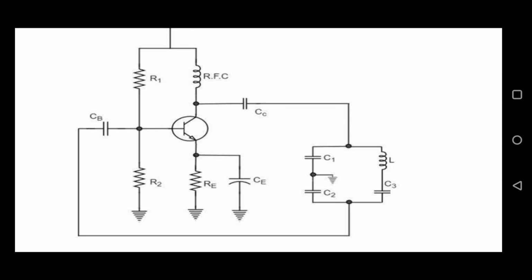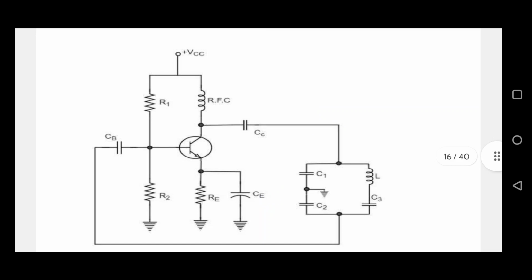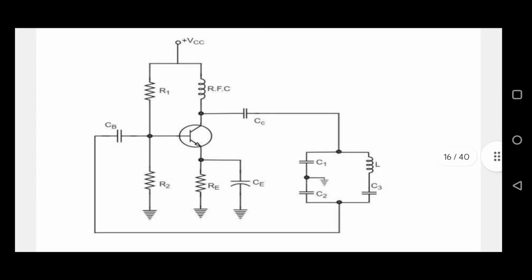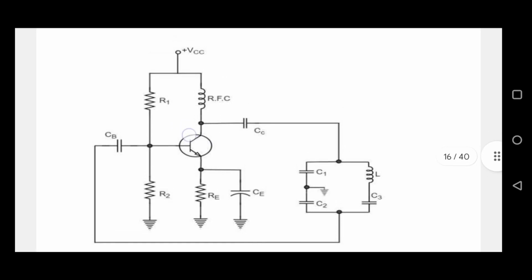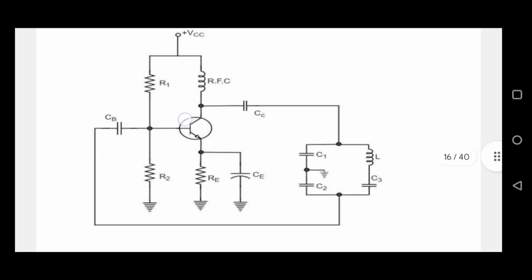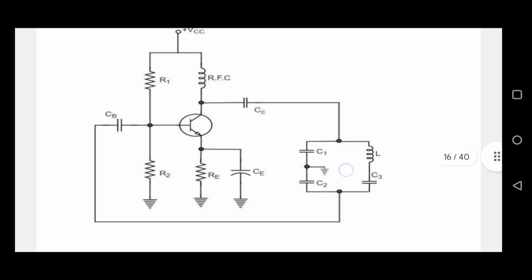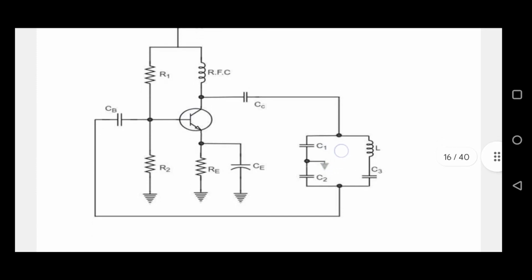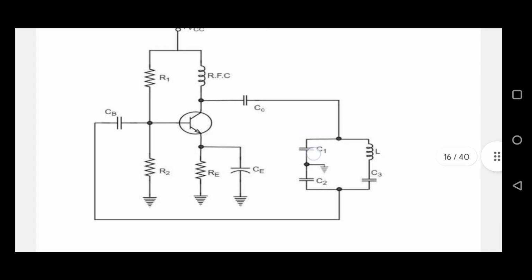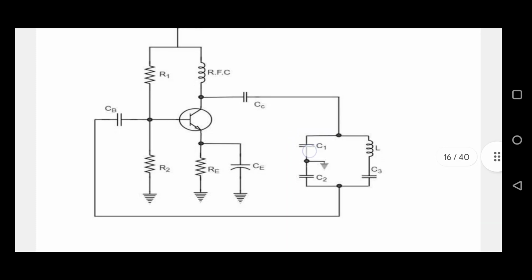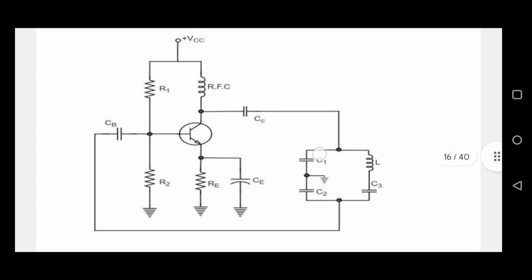Now you can see the operation of this Clapp oscillator. As I explained before, the common emitter amplifier section produces a 180 degree phase shift, along with the feedback network. The tank circuit is called the feedback network and also produces a 180 degree phase shift. So the total phase shift is 360 degrees, and the necessary condition for sustained oscillations is satisfied.